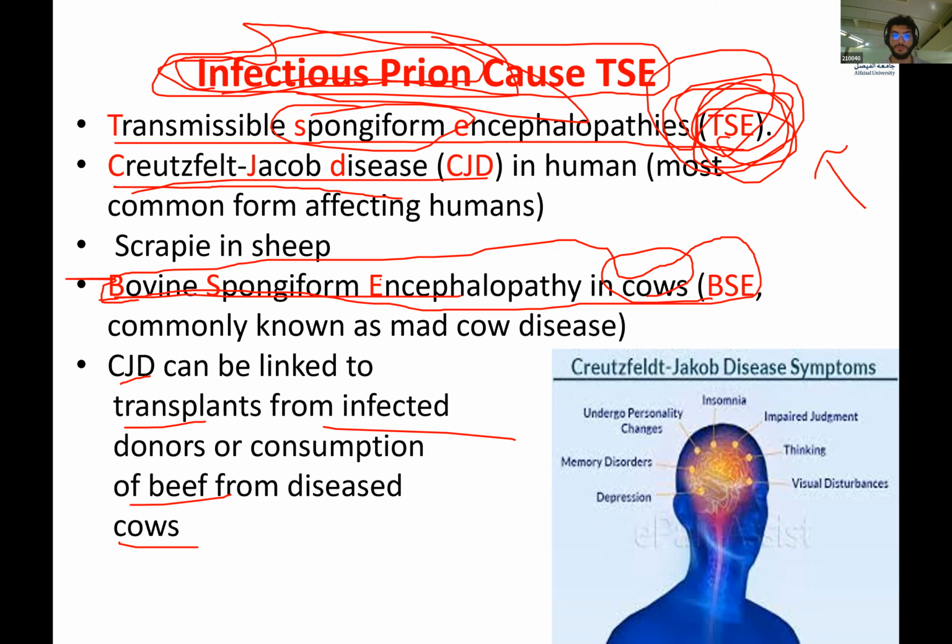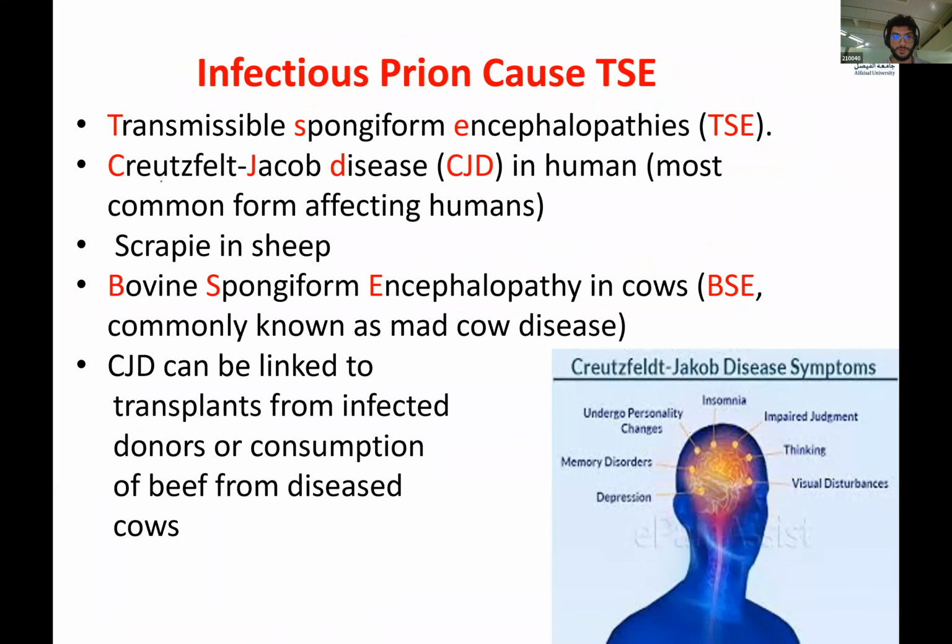So to quickly sum it up on the slide. Basically, this happens because you acquired it from a human. This happens spontaneously. It just happens on its own. One of the prions just goes rogue. And this one comes from cows. That's why it's called bovine. Bovine means cow.